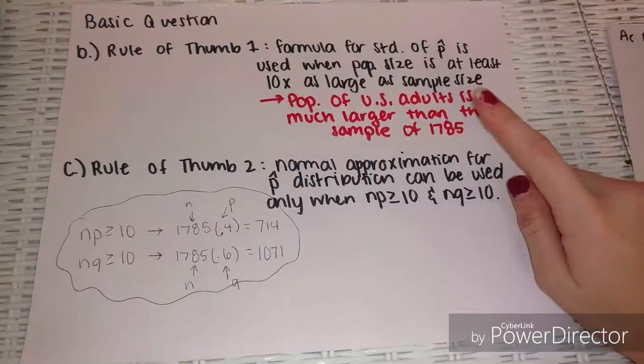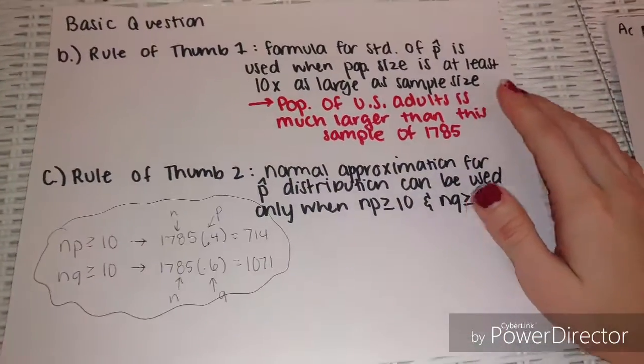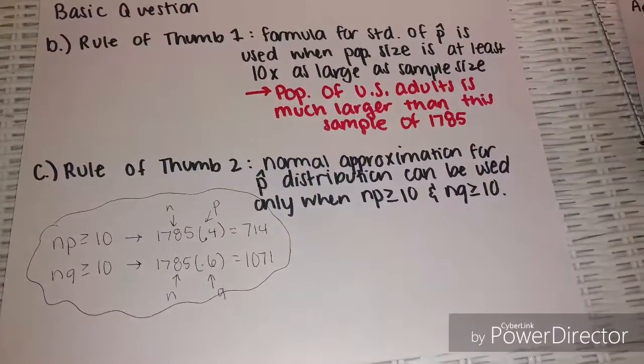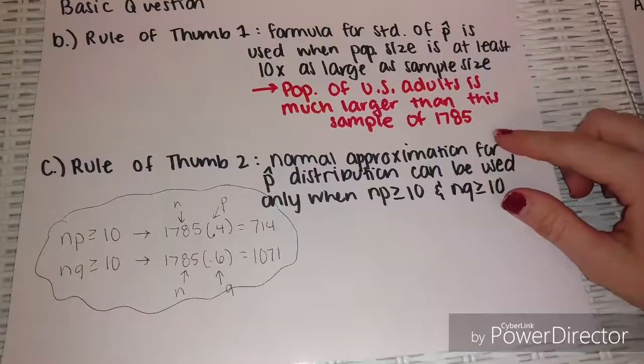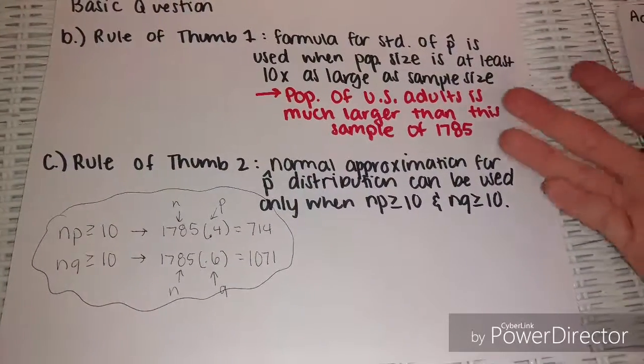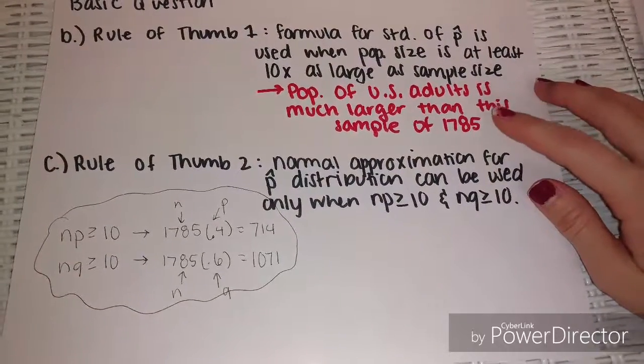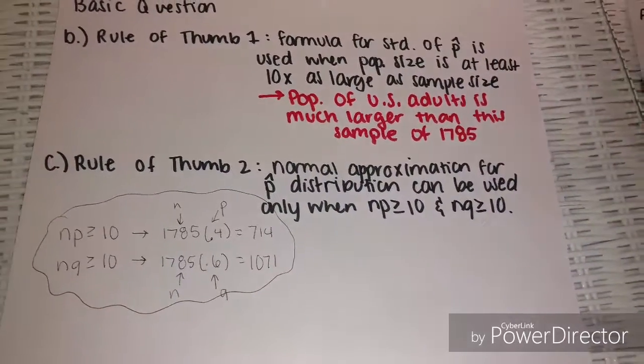So rule of thumb 1 states that our formula for the standard deviation of p hat is used when the population size is at least 10 times as large as the sample size. The population of the U.S. adults is obviously much larger than this sample that we're given of 1,785.